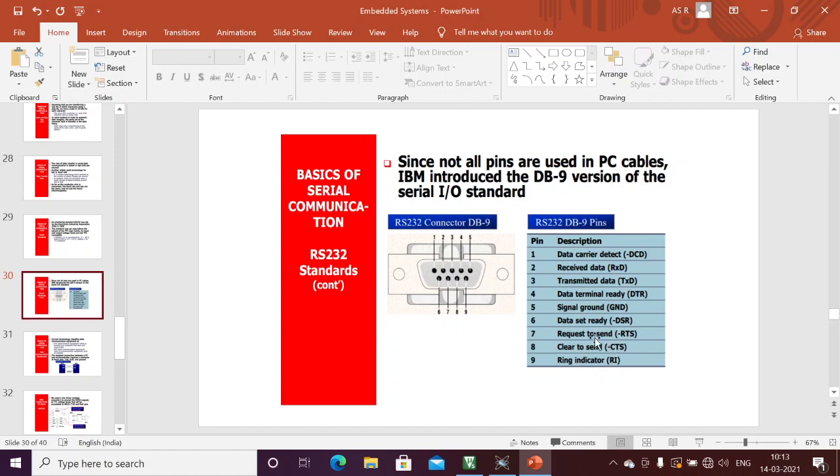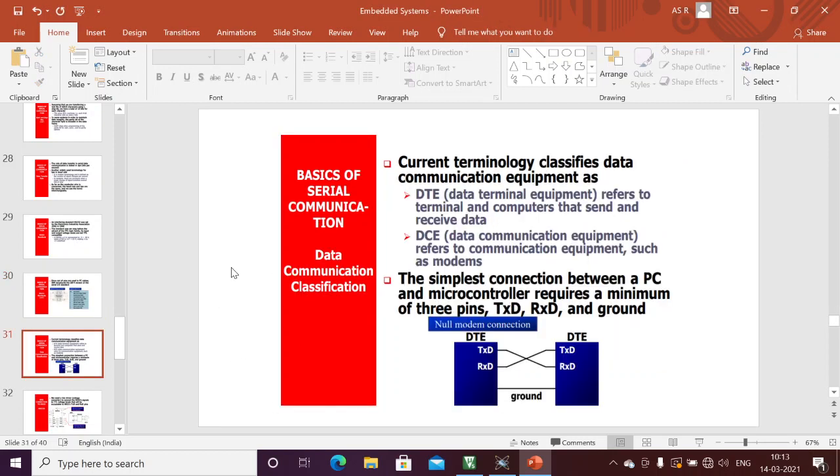And ring indicator: in some communications we see a ring indicator before the data transmission, without data exchange, just like in telecommunication where we get a ring before our communication. This is mainly to identify the ring. Okay, this is our DB9 standard in communications. But in our serial communication we mainly use the RxD pin, TxD pin, and ground pin. This is our RS232 standard.